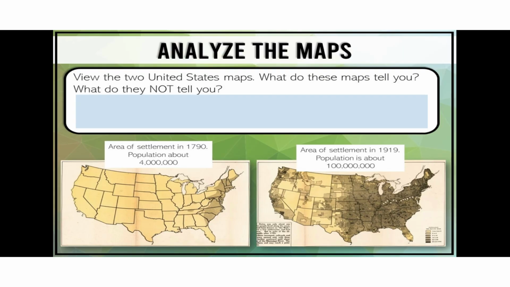Now, what this is showing us is area of settlement in 1790. United States population was about 4 million. Area of settlement in 1919, population is about 100 million. So you can see we have the westward expansion. You can see population continues to grow on the eastern side of the United States as well.